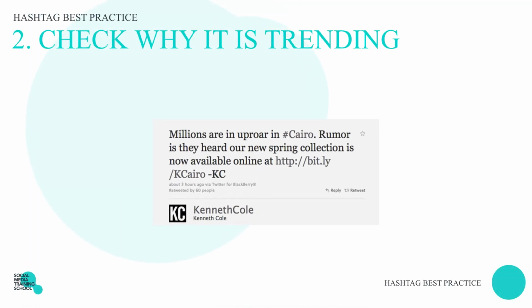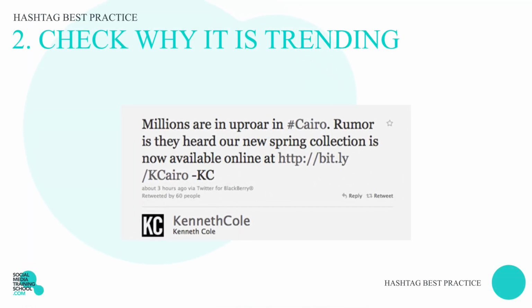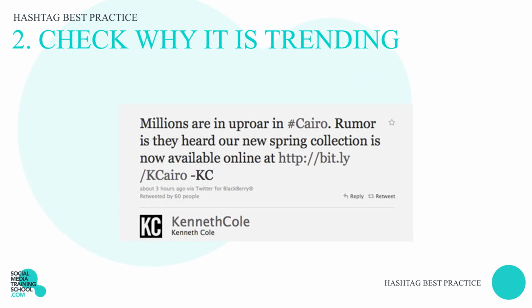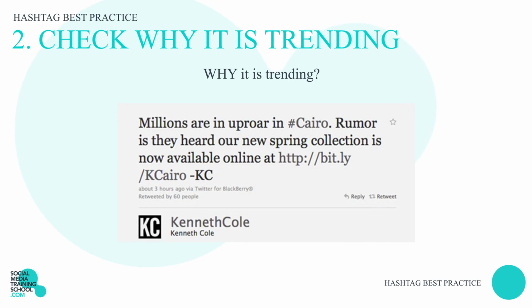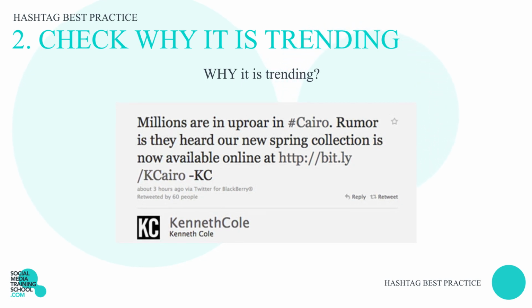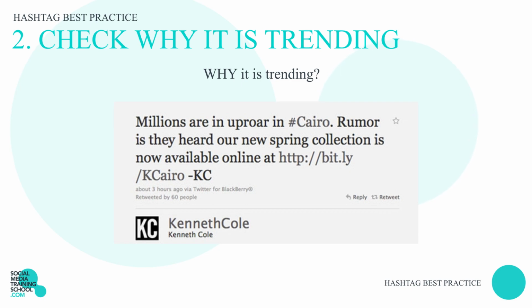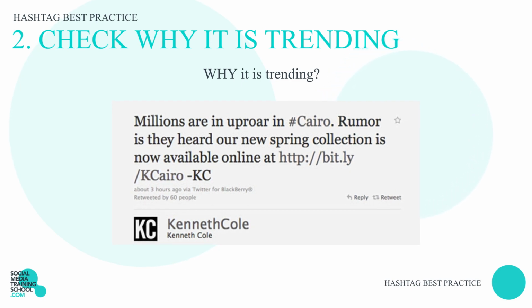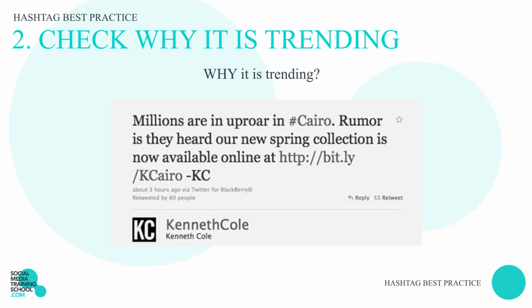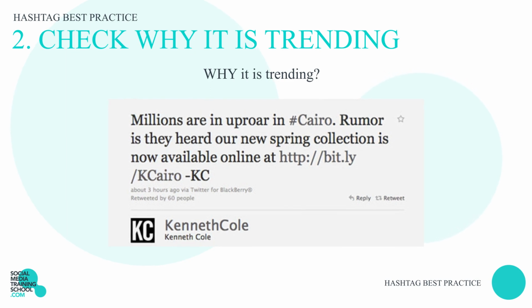Our second tip for best practice is particularly true on Twitter. If you're using a trending hashtag, check to see why it is trending before you use it, and if it's appropriate to use. Back in 2011, during the Arab Spring, the word Cairo was trending, due to protests in Egypt.